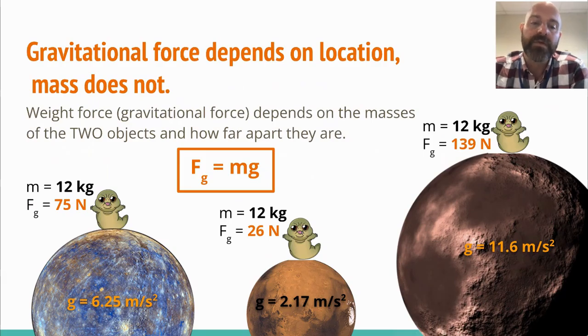Gravitational force depends on where you are, what planet you're on, and how that planet behaves. So weight force depends on the mass, but also things to do with how far apart these 2 objects are. We'll learn more about that later. But if you notice, on all 3 planets, Java's mass still remains 12 kilograms. But if we calculate the force of gravity, it's that mass times little g. And little g on each planet is different, so we get different forces of gravity, different weights.